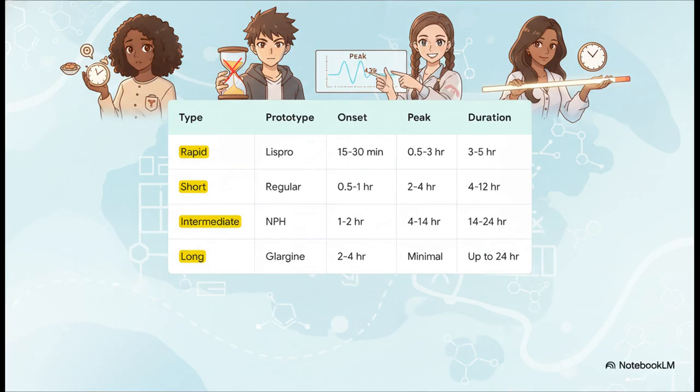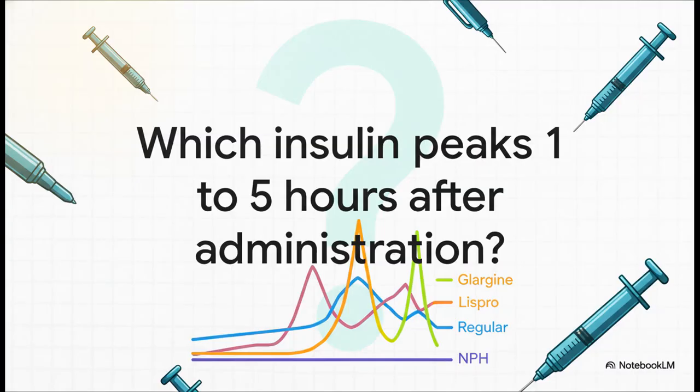Just look at rapid-acting Lispro. It can peak in as little as 30 minutes. Now compare that to NPH, which has the super wide, kind of unpredictable peak from 4 to 14 hours. And then you have glargine, which is totally different. It's designed to be a background insulin, so it has almost no peak, giving this nice, steady coverage all day long.